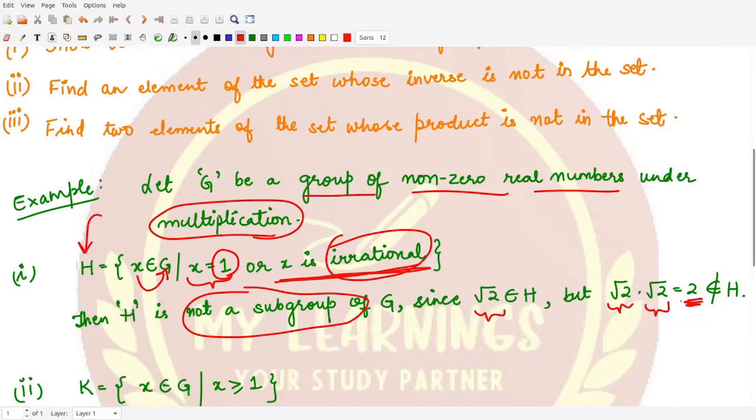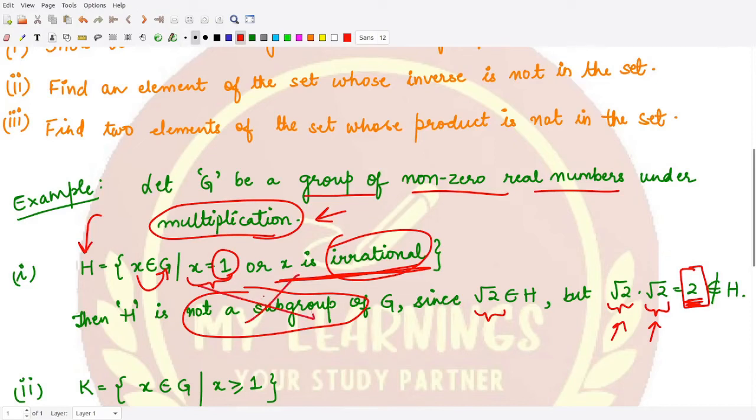That means we are taking two elements, whether they are the same or different, from the subset and multiplying them together, because here the operation given to us is multiplication, and after multiplication the number that we are getting is not present in the subset H, right? So therefore this is not closed under the given operation, so this does not form a subgroup of the group G.